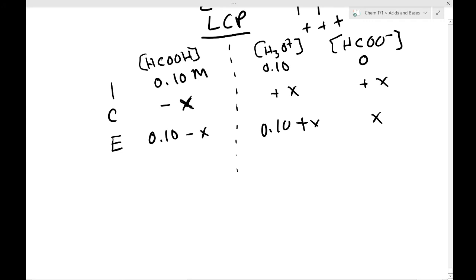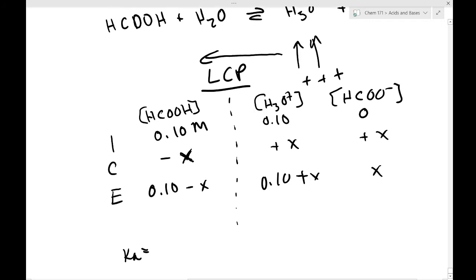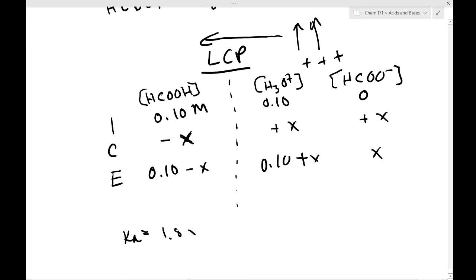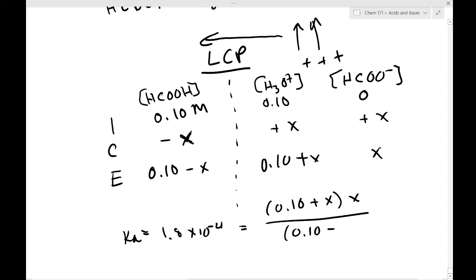So we can set this up with a Ka. Ka is equal to, what was the Ka? I think it's 1.8 times 10 to the minus 4. So 1.8 times 10 to the minus 4 is equal to (0.10 plus X) times X over (0.10 minus X). Products over reactants.